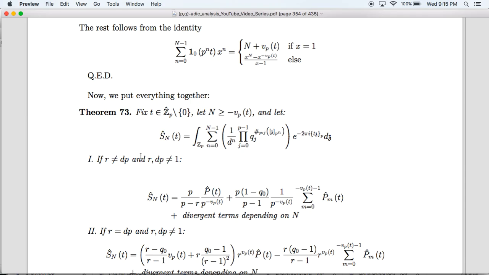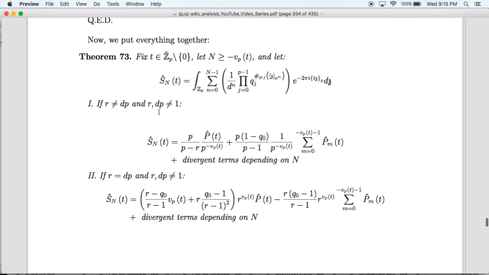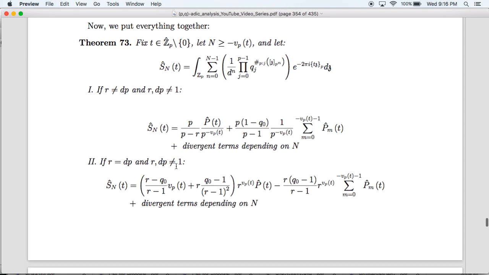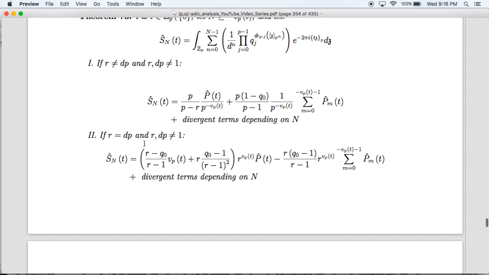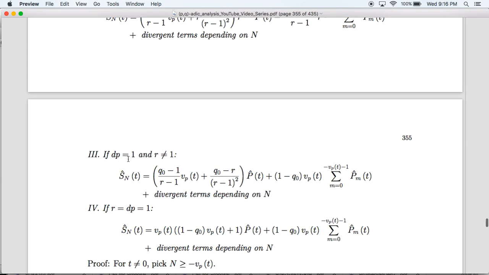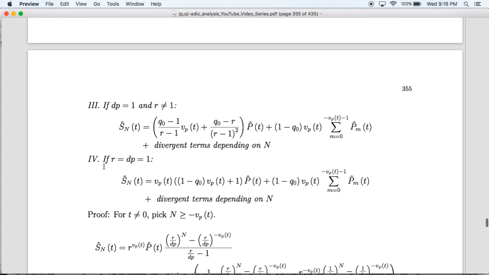If r is not equal to dp, and r and dp are not equal to 1, our analysis tells us that the Sn hat of t is going to be equal to this stuff plus divergent terms depending on n. If r equals dp and r and dp are not equal to 1, we get this stuff plus divergent terms depending on n. If dp equals 1 and r is not equal to 1, we get this stuff plus divergent terms depending on n. And if r is equal to dp is equal to 1, we get this stuff plus divergent terms depending on n.